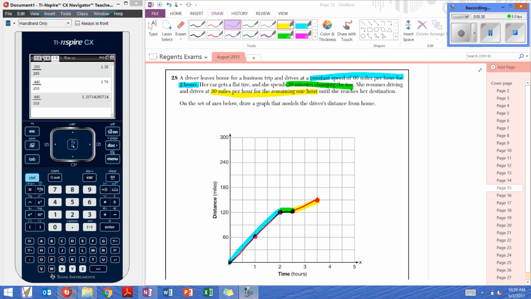So I decided to color code question 28 for you. You can see that we obviously start at 0, 0. If you're not going anywhere, the time hasn't passed, and vice versa. If the time hasn't passed, you haven't traveled anywhere, or in this case, the driver. So for 1 hour, 2 hours, she's traveling at 60 miles every hour, gets a flat tire for a half hour, so therefore her distance won't be changing. But then she decides to travel 30 miles, so her slope is going to actually decrease, so 30 miles every 1 hour. And notice how we end at 3.5 hours.